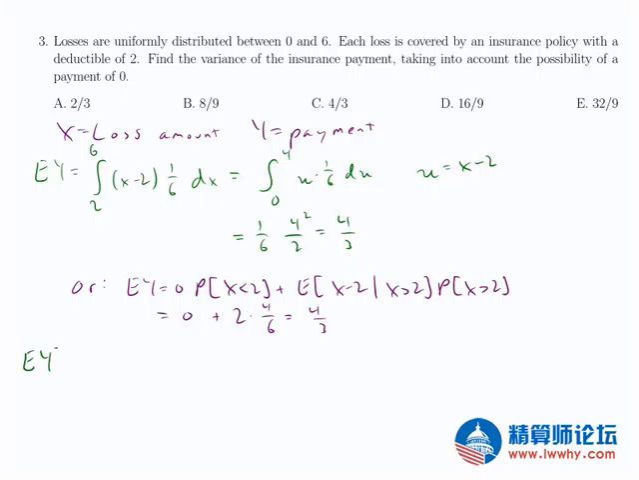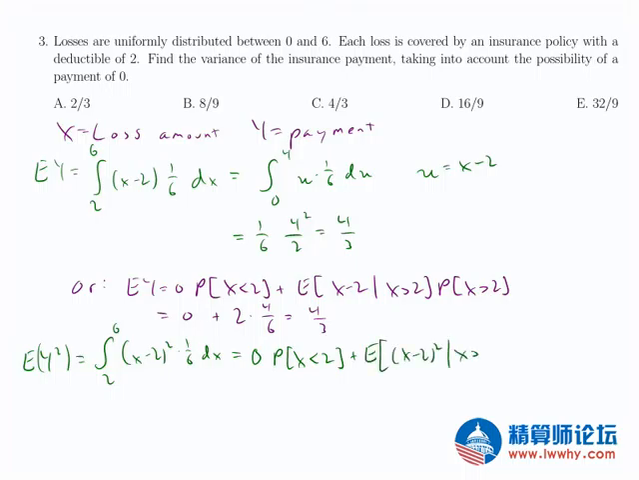What about the second moment? Well, the expected value of y squared, we can do it in either one of these ways. I could have just done an integral from 2 to 6 of x minus 2 squared times 1/6 dx. Or I could do it the same way as my shortcut, the second way. I could say that this is going to be 0 times the probability x is less than 2, plus the second moment of x minus 2 conditioned on x being greater than 2, times the probability that x is greater than 2. What is my first term? My first term is 0 because it's 0 times whatever.